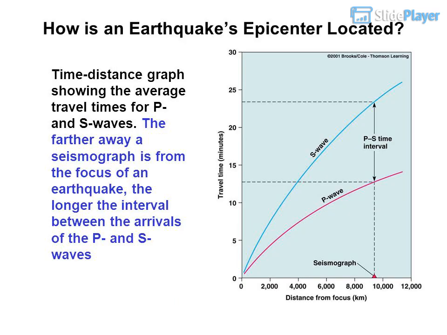How is an earthquake's epicenter located? Time-distance graph showing the average travel times for P and S waves. The farther away a seismograph is from the focus of an earthquake, the longer the interval between the arrivals of the P and S waves.